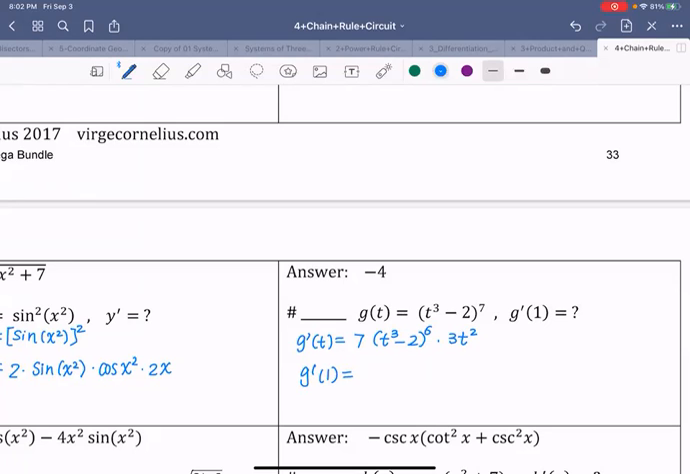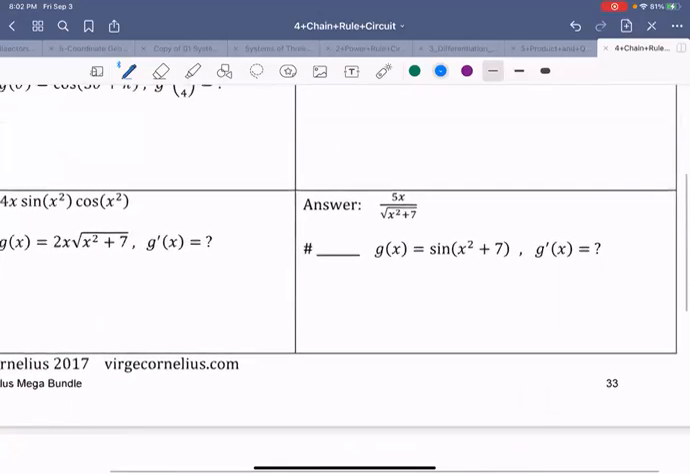Okay, so 7 times 1 minus 2 to the 6th, and then times 3. There you go. This is how much? 7 times, wait, 21. Yeah, very good. Even number, positive. There you go, 21. Okay. All right.